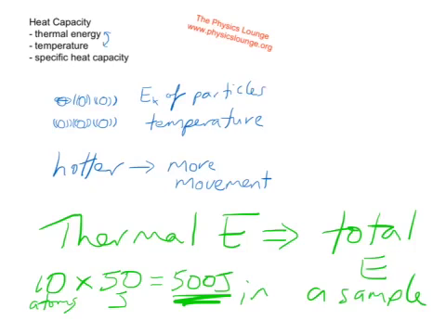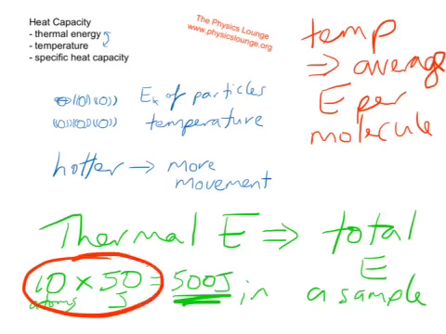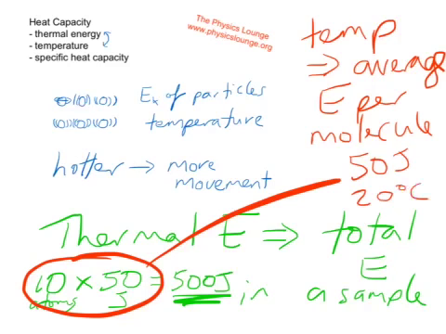Now, if we look at the temperature, the temp is the average energy per molecule or atom, so in this case 50 joules is our average. However, we don't represent that in terms of joules. We would maybe write 20 degrees centigrade, Celsius. Okay, and we use this scale to represent the temperature.